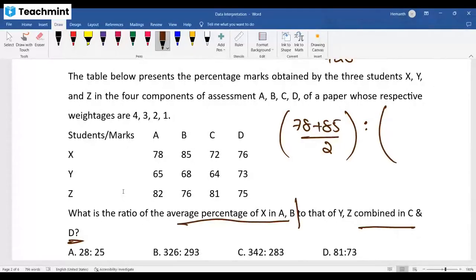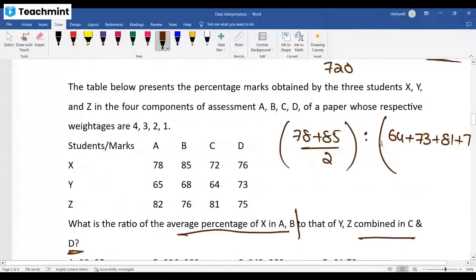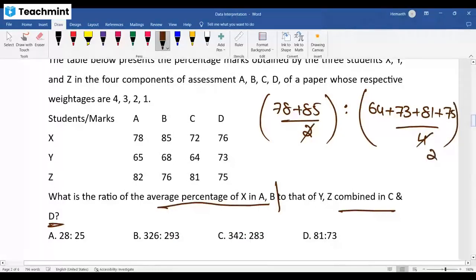So I think we can take all those values divided by 4 directly or divide by 2 separately. Combined, they said, so I think we can go ahead with all those directly. 64 plus 73 plus 81 plus 75 divided by 4, we'll check. Here it is 163.